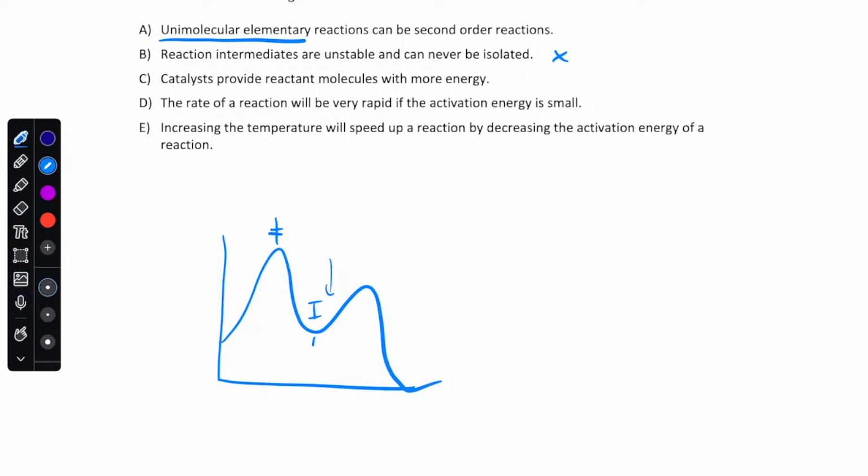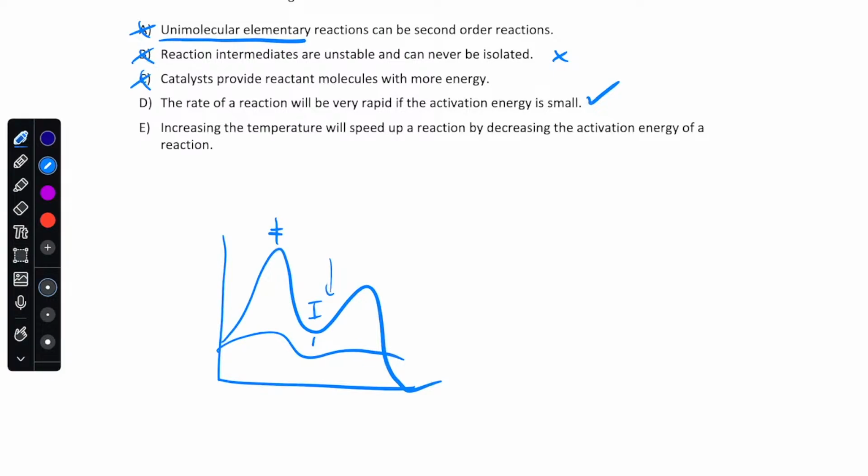So it's not B. C: Catalysts provide reactants with more energy. They do not. They provide a new pathway with lower activation energy. They don't give energy. They just give a new path. D: The rate of a reaction will be very rapid if the activation energy is small. That's correct. The smaller the activation energy, the faster the reaction becomes.